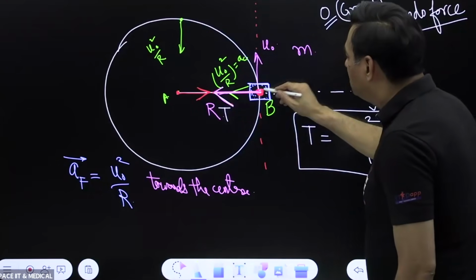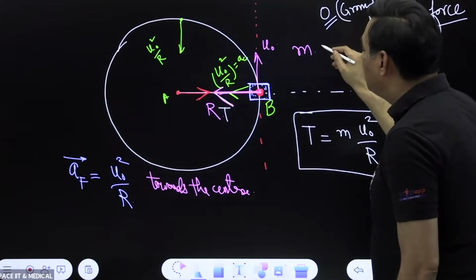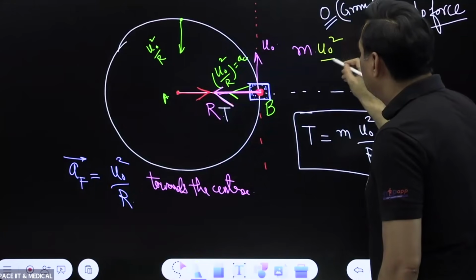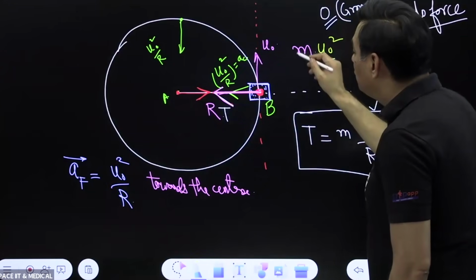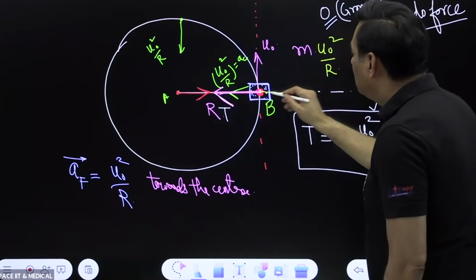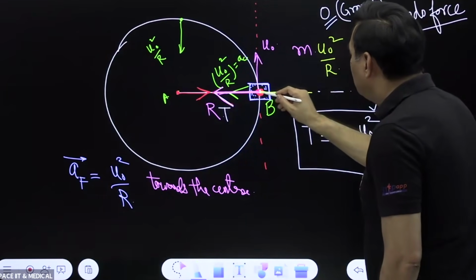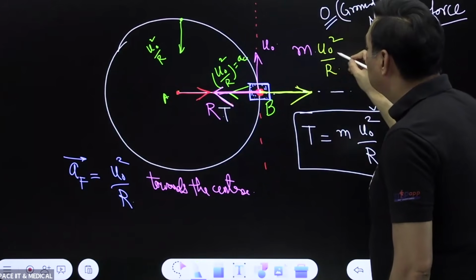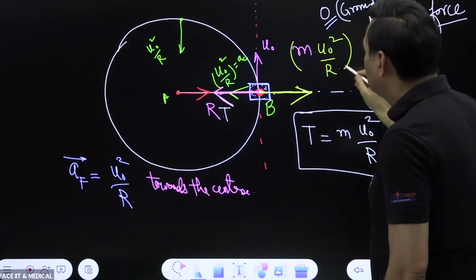It should be mass of the body into acceleration of the frame. Acceleration of the frame is u naught square by r, and we should apply this pseudo force in which direction? Opposite to the acceleration of the frame, in this direction. This is the pseudo force we will apply.